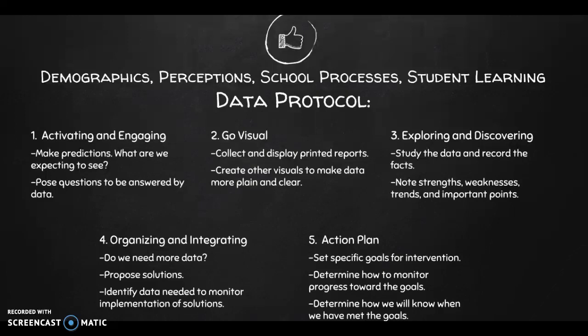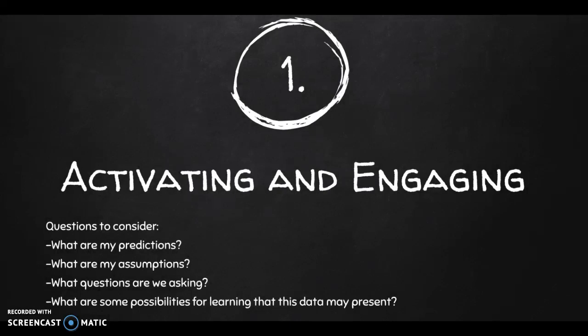And number 5 is the action plan. Set specific goals for intervention. Determine how to monitor progress towards the goals, and determine how we will know when we have met each goal. In the following slides, I'm going to pose questions to consider when we go through each phase.